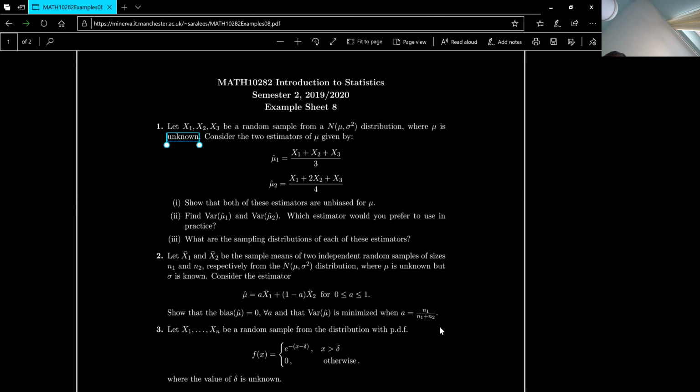Okay, if you have any questions, you can write in the chat room. There's a chat room for Zoom. So any questions you have, please write in the chat room. Or you can also talk to me.